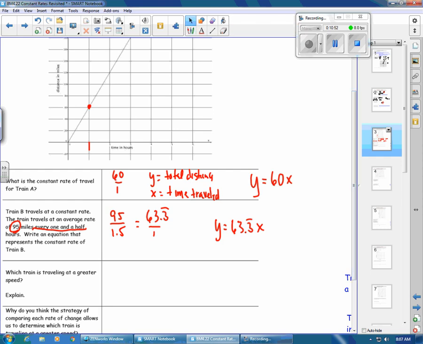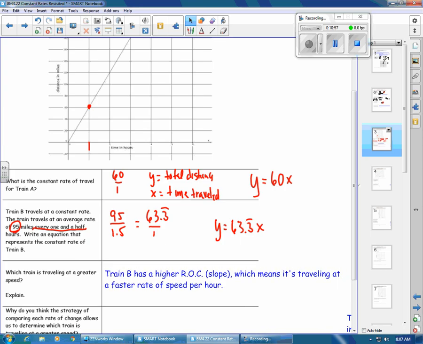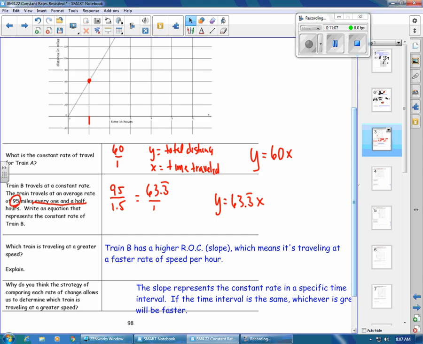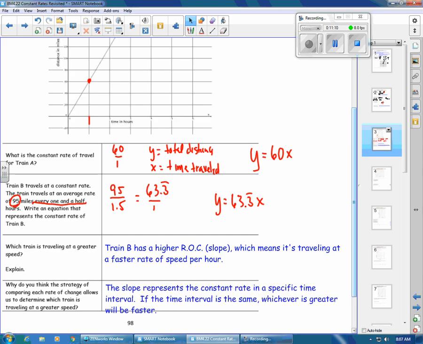Hopefully you're recognizing train B has a higher rate of change, which is slope, which means it's traveling at a faster rate of speed. Which strategy of comparing each rate of change allows us to determine which train is traveling at a faster rate? The slope represents the constant rate in a specific time interval. If the time interval is the same, whichever is greater will be faster. So our time interval needs to be the same in order to compare our slopes and make sure that it makes sense, that we're comparing our apples to our apples, etc.